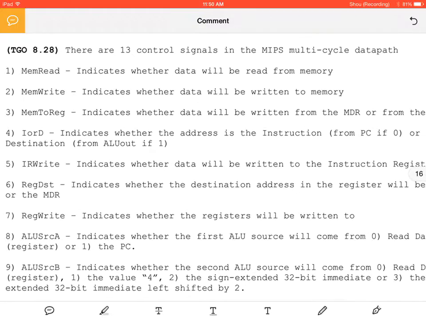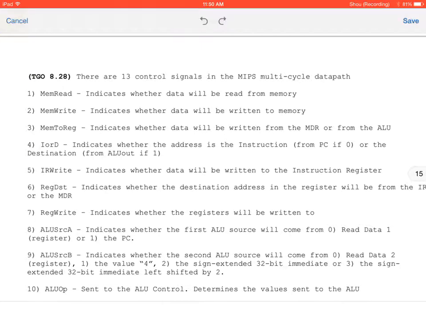Memory to register indicates where the data will be written from, the memory data register or from the ALU. So you have the memory data register, that's coming from memory. So this signal is going to be 1 if it's a load word instruction. Or if it's a 0, it's going to be from the ALU. And the reason why it's 1 is because it's mem to reg. So here, if it's coming from the memory, that means it's load byte. I should say load word, not load byte in this case. So 1, it's coming from the memory. 0, it's coming from the arithmetic logic unit.